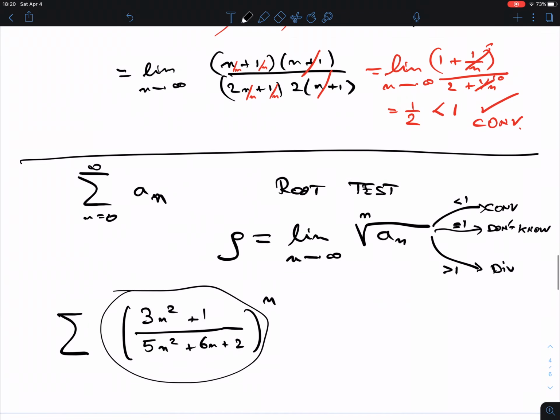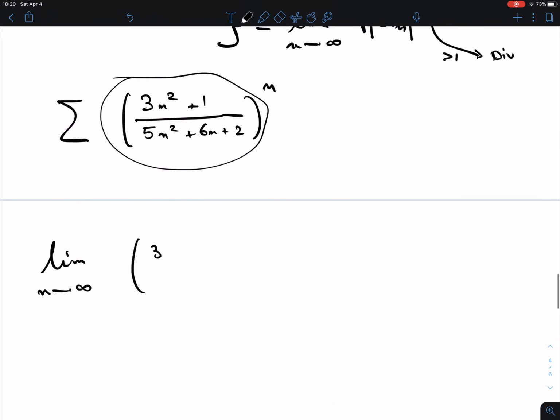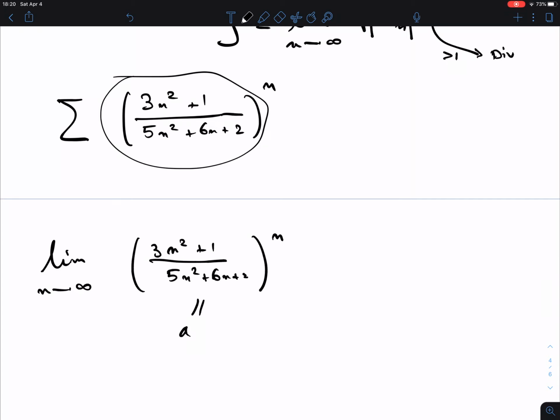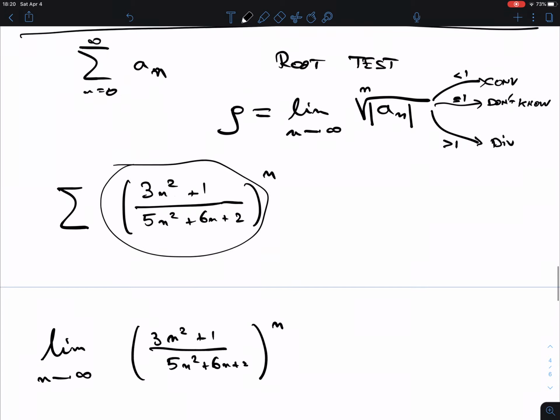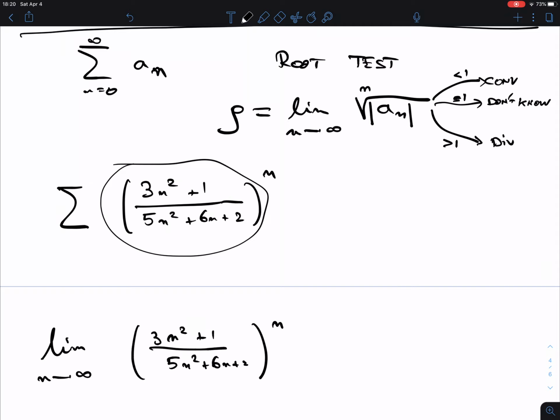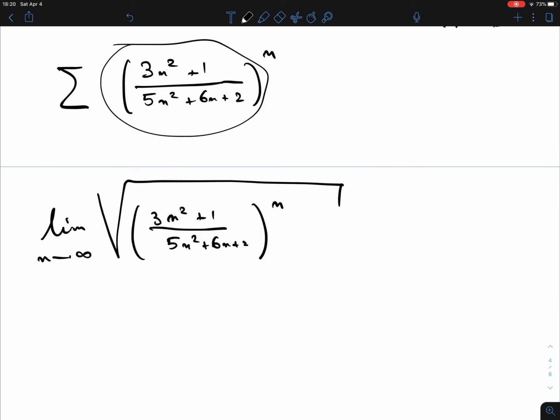Oh, by the way, sorry, a very important thing I forgot: absolute values. If I'm taking roots, if it's even roots, I cannot take even roots of negative numbers, so I have to take the absolute value here. But in many cases we are dealing with positive things, so I am not going to write the absolute values. Plus 6n plus 2, all to the power n. That's my a_n, just so that we know what we're talking about. Of this, I take the absolute value, and then take the nth root of the whole thing.